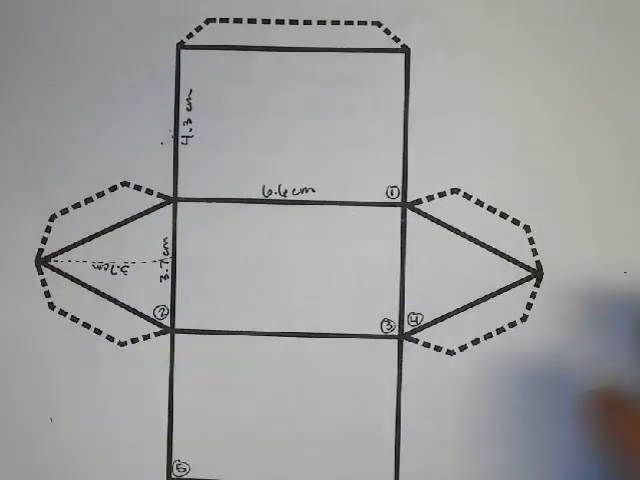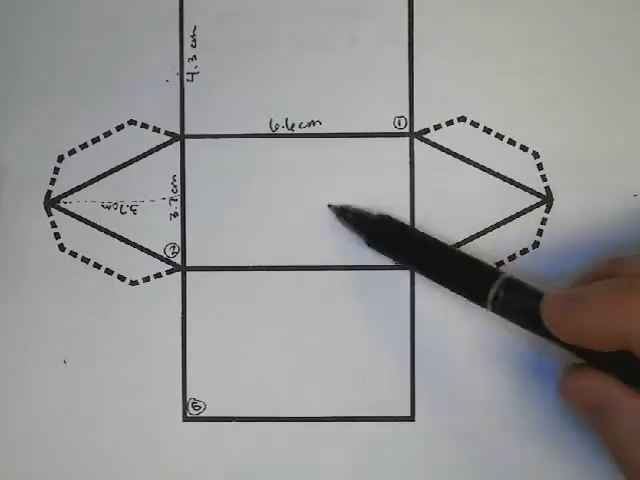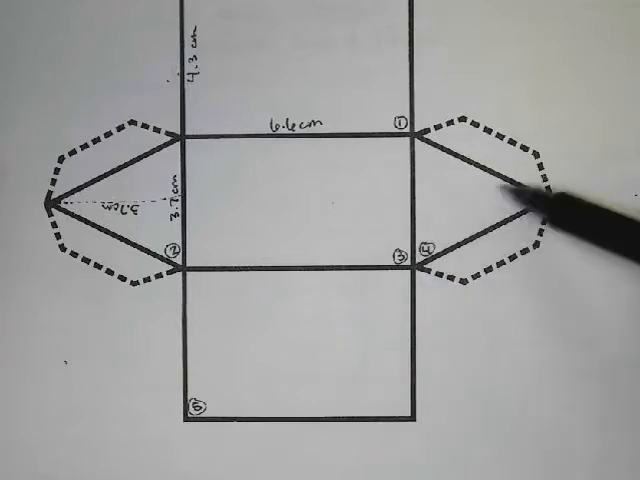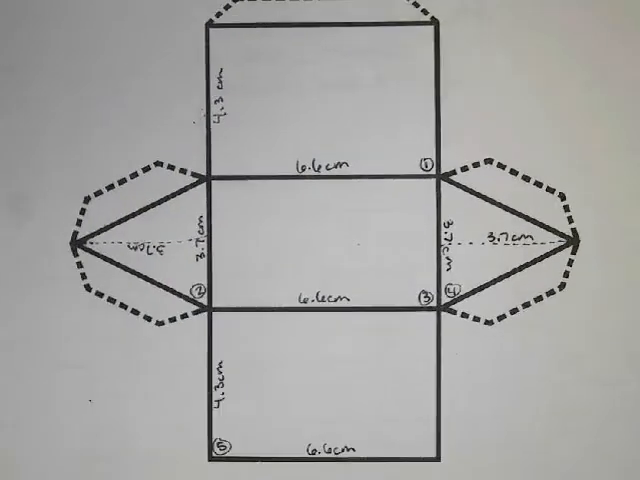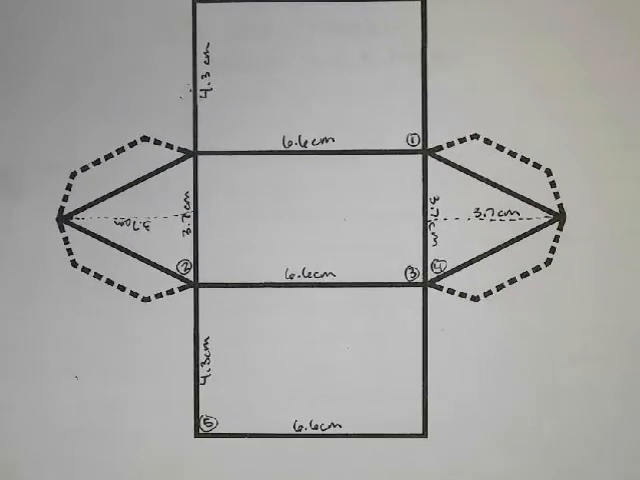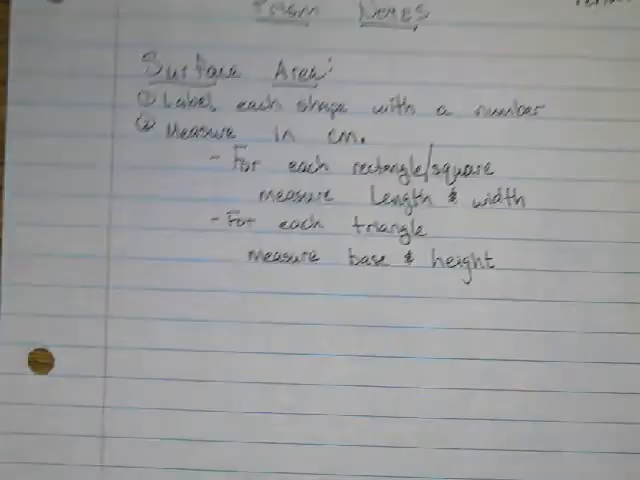So now what I'd like you to do is pause right here and measure the length and width for each rectangle, and then measure the base and the height for the triangle. So pause right here and get those measurements. Now that we have the measurements of our prism, we can move on to our next step. So back to our notes.